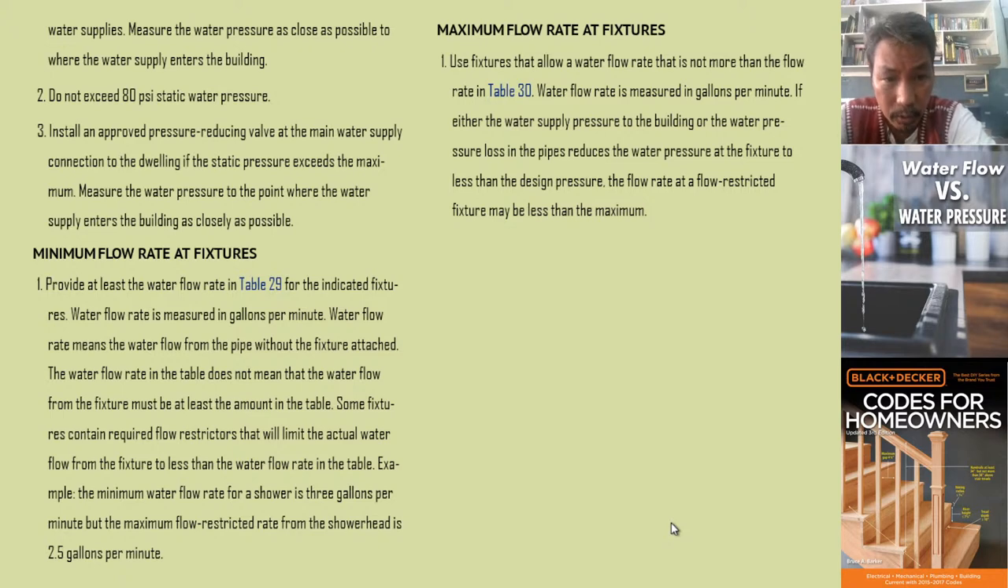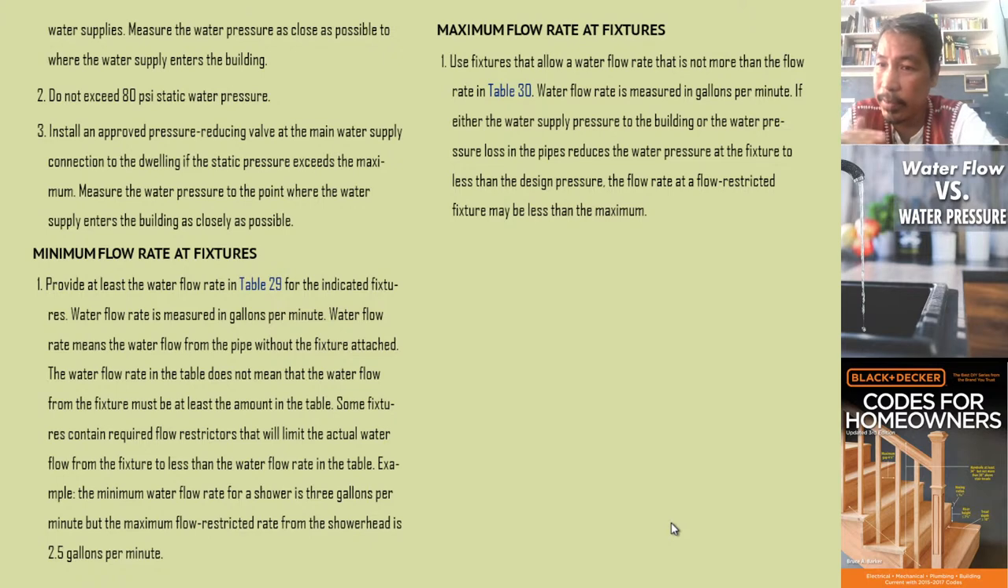Okay, because we have what? Plenty of water. 3 gallons per minute. Okay? 3 gallons per minute. Okay. So but the maximum flow restricted rate from the shower head is 2.5 gallons per minute. So flow restricted rate. Okay.